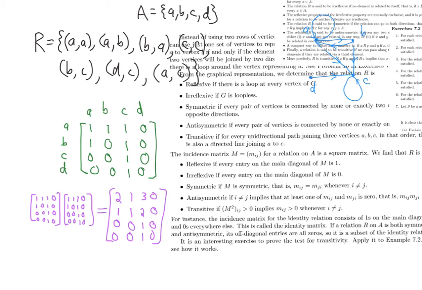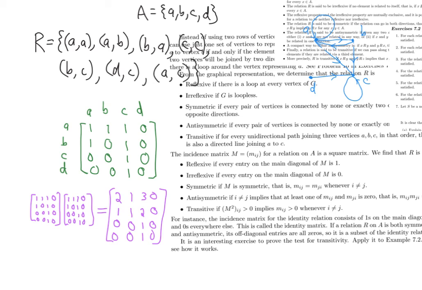So let's check that. 2 is greater than 0, 1 is greater than 0, 1 is greater than 0, so is 1. We just ignore all the zeros in the square matrix and go to this one here. 1 is greater than 0 implies 1 is greater than 0. That's true. And then there's 1 is greater than 0, but 0 is not greater than 0. Oh, yeah, but it says whenever i is not equal to j.